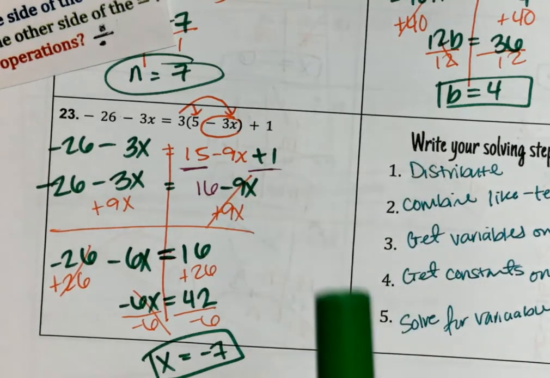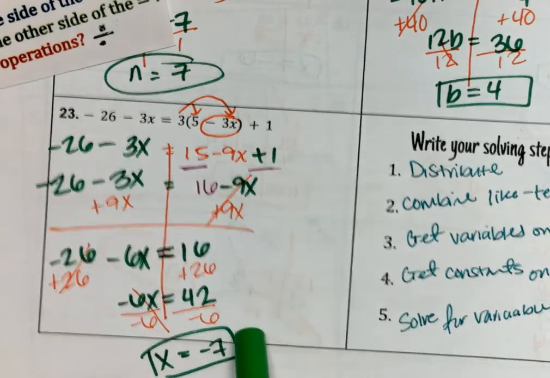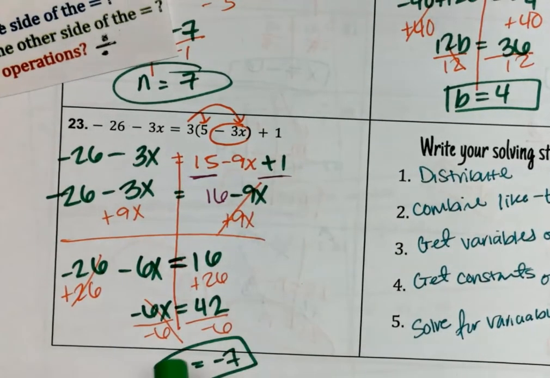same thing. Can I distribute? Can I combine like terms? Can I get variables on the same side? Can I get constants on the other side? Can I solve for my variable? Then you should be good. Don't forget, you can also check your answer by plugging the variable back in.